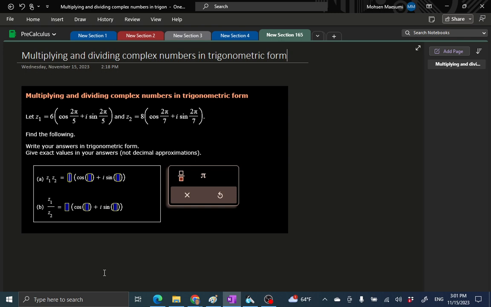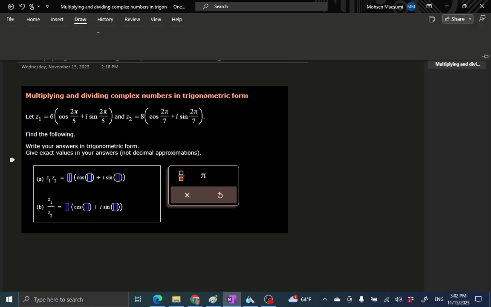I'll go through it once, and then the main thing is to explain where this idea comes from. So the question is, what is z1 times z2, or what's z1 divided by z2? To multiply, we simply multiply the magnitudes, or the r's. So 6 times 8 will be 48. So that's 48 here.